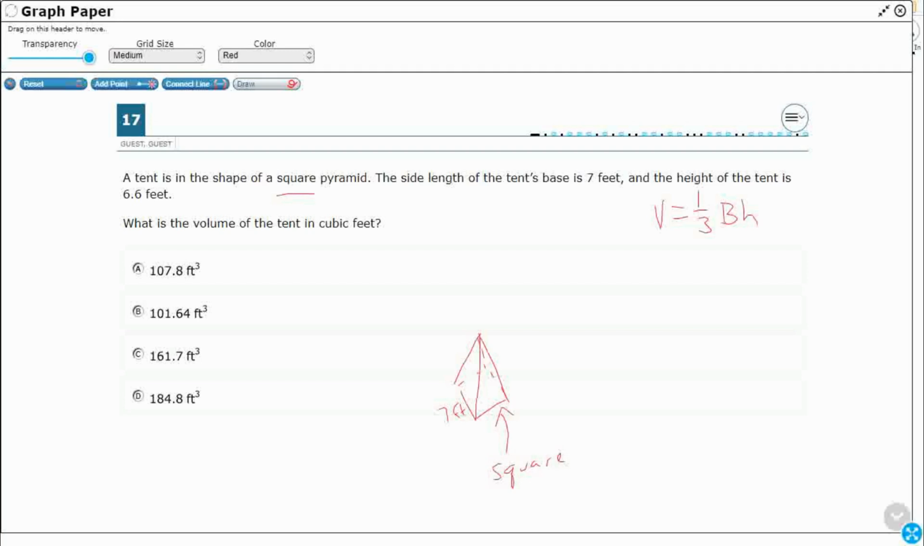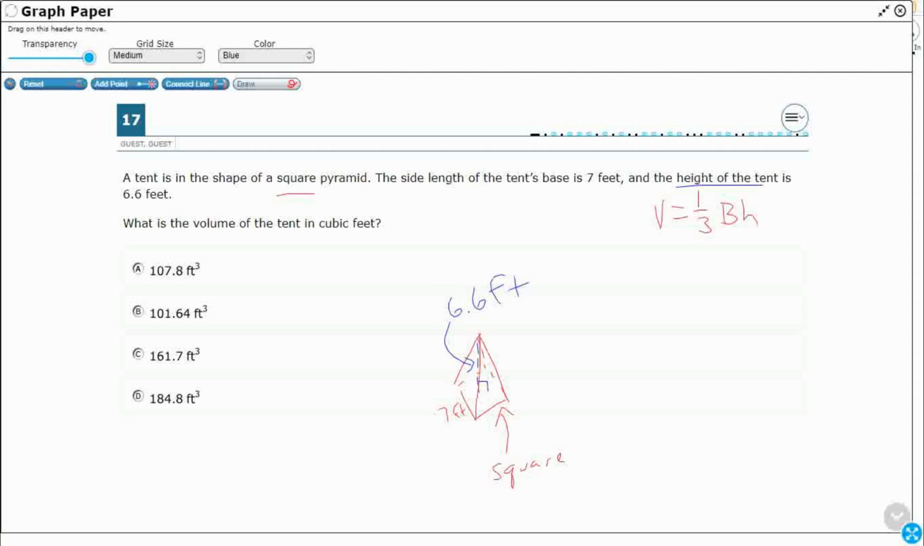Now, here's the interesting thing: we have this height right here, the height of the tent. Remember, this is not the slant height. We're not looking at the edges going up. We're looking at the actual height. I have to draw it right here. It goes from the vertex up at the top to the middle of the base. It's kind of hard to see because I've got it hidden behind that one side. But that height is going to be very important: 6.6 feet. That's all we need.